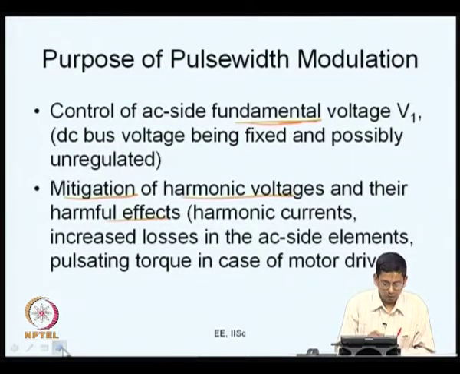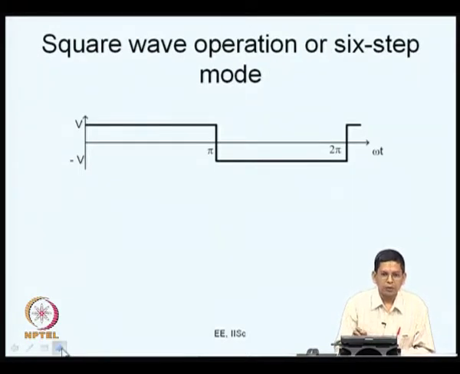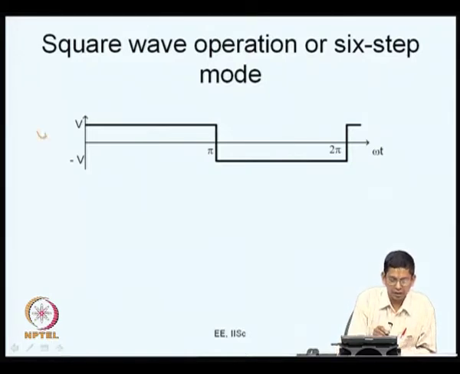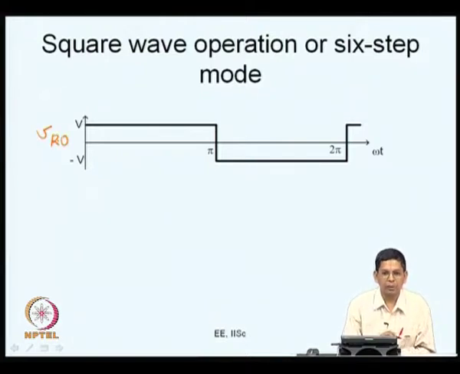The simplest way you can operate an inverter is the square wave mode, where let us call this V_RO, the R phase fundamental voltage. The R phase voltage varies like this: it switches from plus V to minus V at 0 and 180 degrees, it switches from positive to negative, and at 360 degrees it goes back.